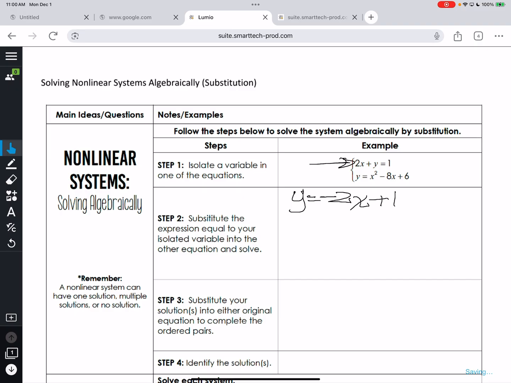And then your next part, you already have the y saying x squared minus 8x plus 6. Okay? So do you see how we're going to take those? They both represent a y, so make them equal each other. So negative 2x plus 1 equals our x squared minus 8x plus 6.